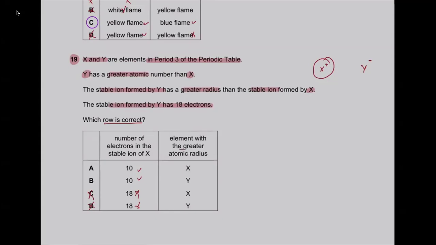The element with the greater atomic radius: X is going to have a greater radius. It is because when we move from right to left, the radius decreases. So B goes wrong and A is the correct answer.